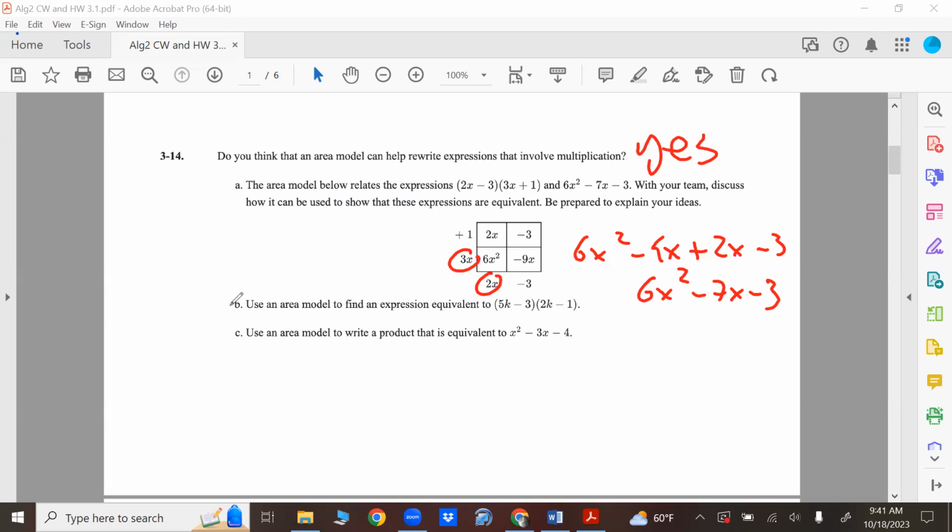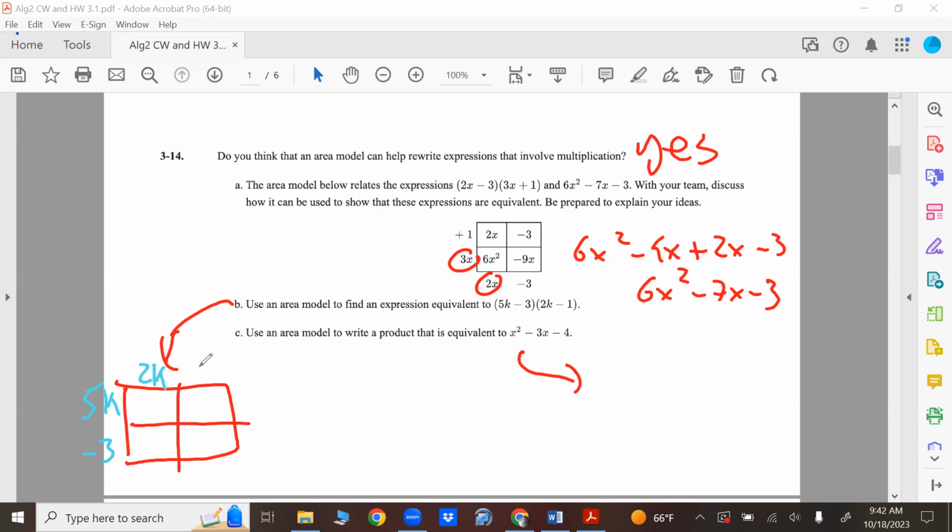So let's do it again for B and C, and then we're going to try it in groups on the next page. Let's look at B. So we'll set it up. That's supposed to be an arrow. That's a terrible looking arrow. There we go. Okay, we'll set it up here. Now let's switch colors again. Let's go to light blue. Okay. So I'm going to put 5K and -3. My K's look terrible. 2K and -1.